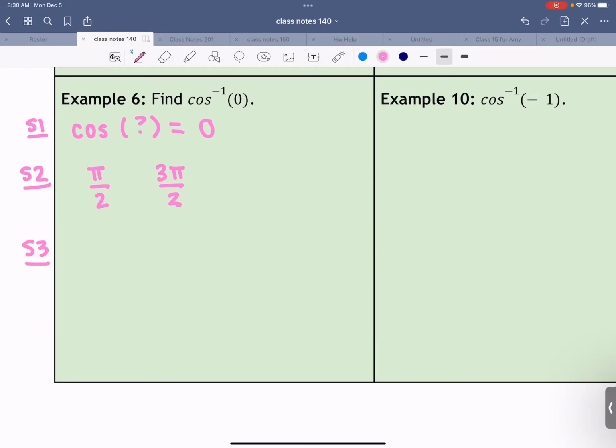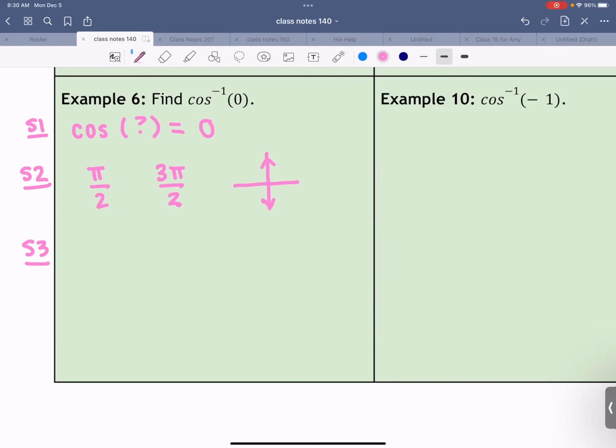Well, none of them are in either quadrants, right? These represent boundaries of different quadrants, right? So pi over 2 is kind of like not in quadrant 1 or quadrant 2. It's kind of just up in between quadrants. 3 pi over 2 is between quadrants 3 and 4, but I think I talked about this on Friday.